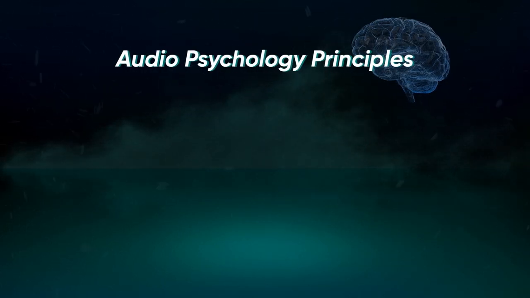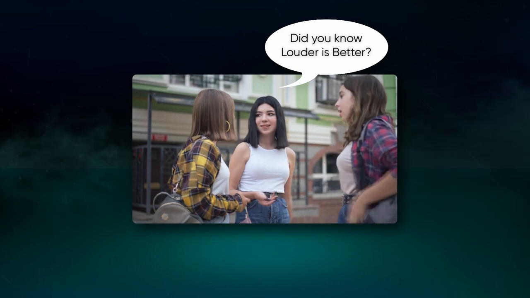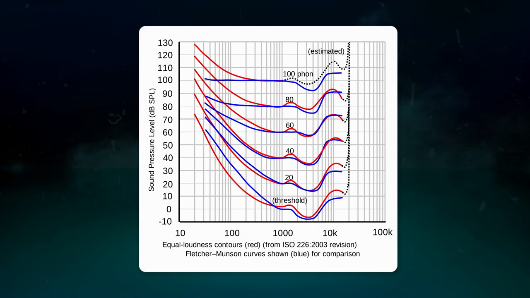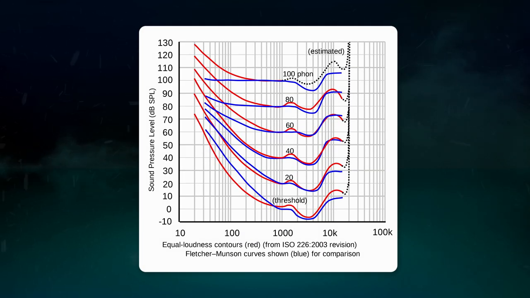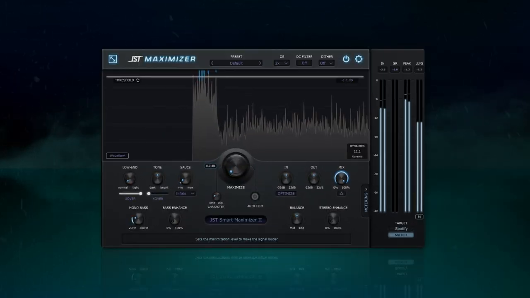Let's start with the first fascinating principle of audio psychology. You've probably heard that louder is better, but do you know why? Our brains often perceive louder sounds as more exciting, and this can influence our mix decisions. This is why gain staging and proper use of limiters is so crucial.